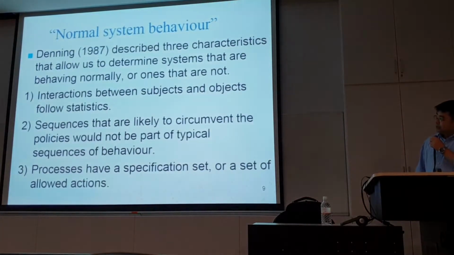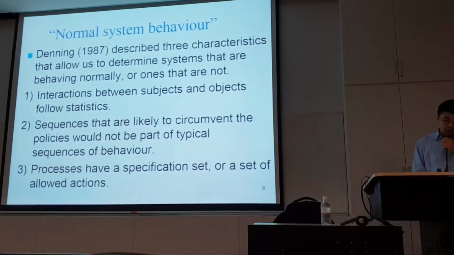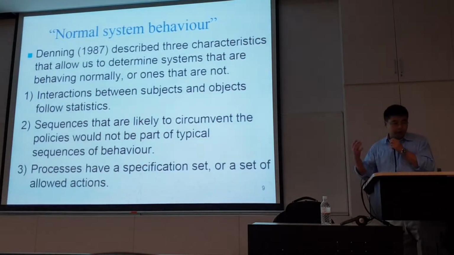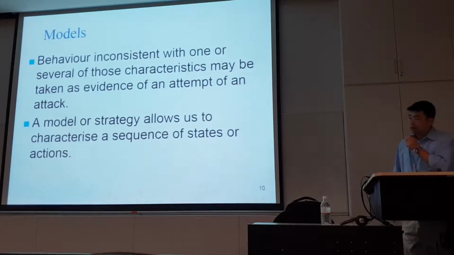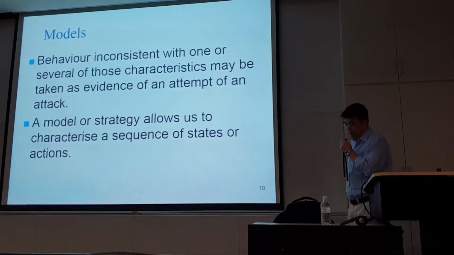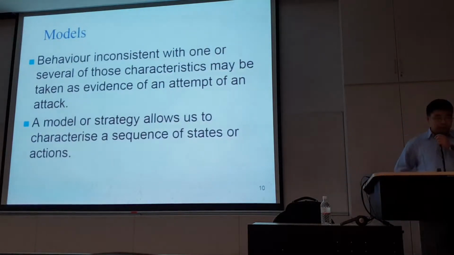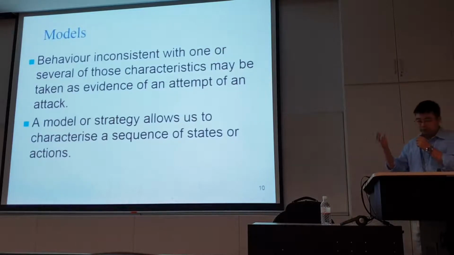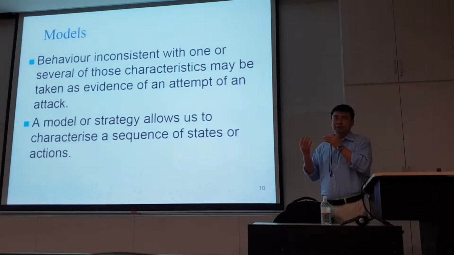So these are the three characteristics that define the so-called normal system behavior. Based on these characteristics, we can define models to detect intrusion. Right, there are two ways to define models. One way is to define the so-called whitelist, right?